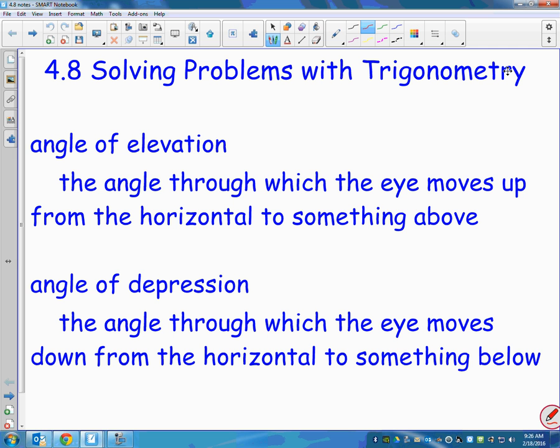So like if I was standing here and I was looking up at the top of a tree, the angle of elevation would be what angle am I looking up to the top of that tree. So usually we just measure that from the ground. Technically, if we were talking about me looking up, we should be measuring it from my line of sight, but usually we just say from the ground. But that would be like if I'm on the ground looking up at something above, then this would be your angle of elevation.